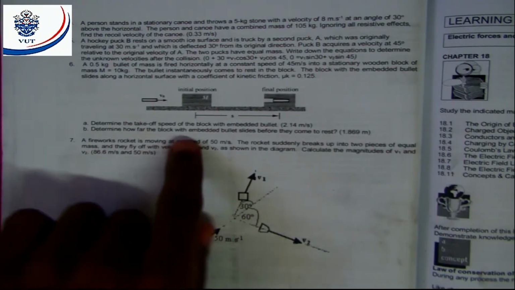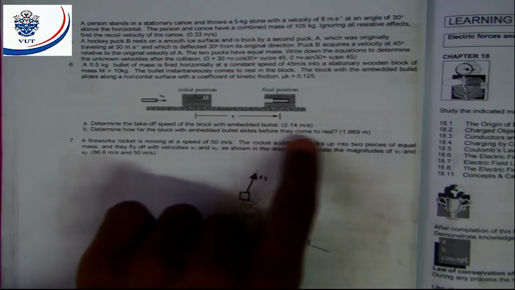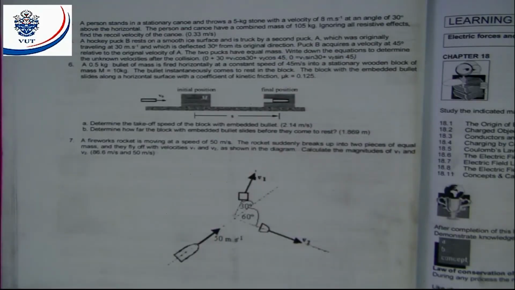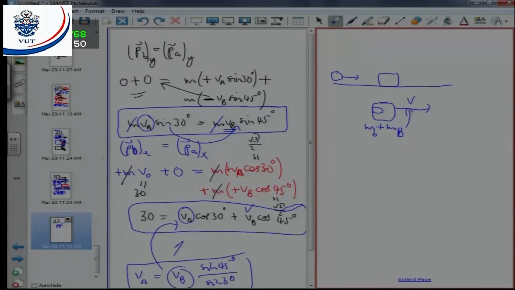Then, how far does the block slide before it comes to rest? For that part, we just use work and energy, because we know that all of the energy of the bullet-block system is lost to the surface. So let's start with part A. Once again, page 55, number 6.